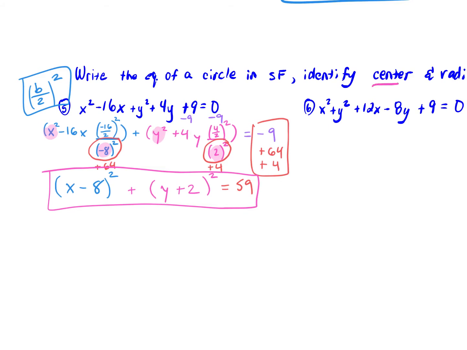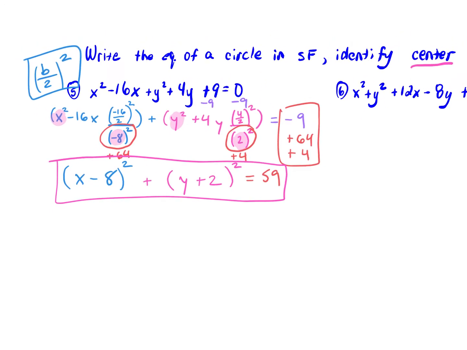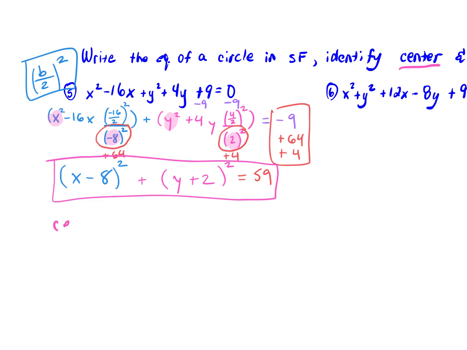We also want to identify the center. So what would our center be here? 8 and negative 2. Awesome. So notice how in the center we flip the signs of our 8 and 2. Just flip them. Because it's always like x minus h and y minus k. So for all of them, circle, parabola, ellipse, you always flip the signs for the center.